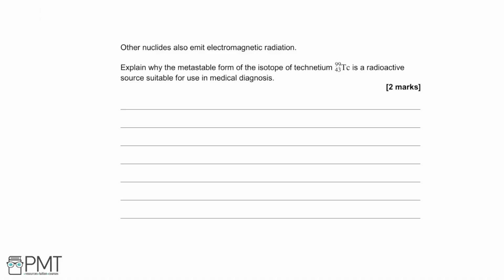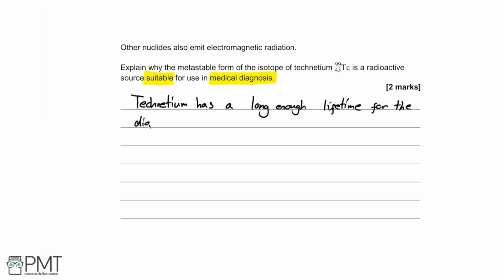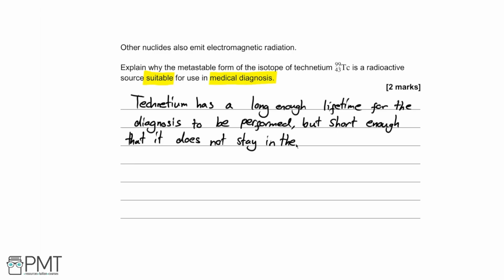The last part of the question says, other nuclides also emit electromagnetic radiation. Explain why the metastable form of the isotope technetium 99 43 Tc is a radioactive source suitable for use in medical diagnosis. In order to answer this question, we need to list some relevant properties of technetium 99 in its excited state that would make it useful in medical diagnosis. Some points could be that it has a half-life of only about 7 hours, which means that it exists in the body long enough for a diagnosis to be performed, but short enough that it doesn't exist in the body for very long.